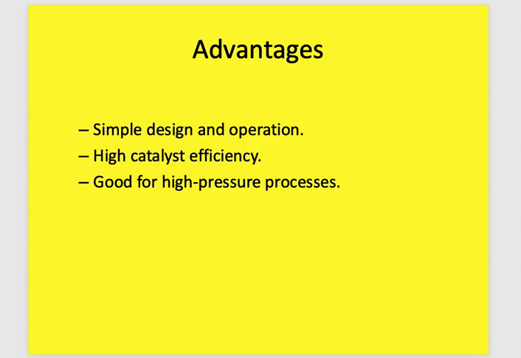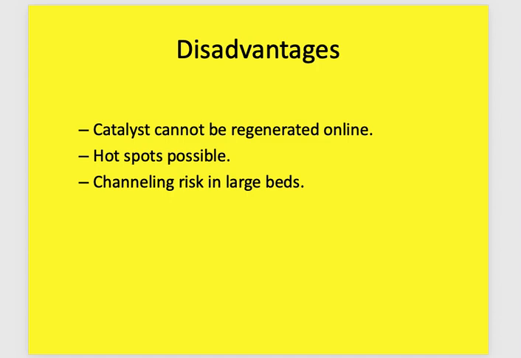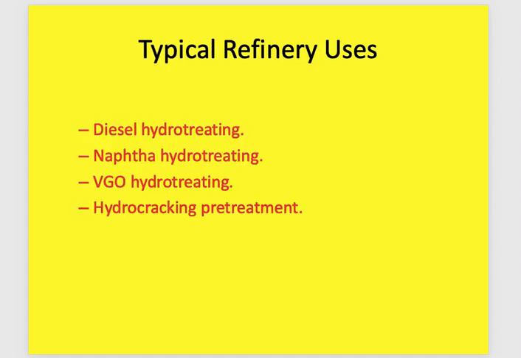What is the advantage of this type of reactor? You are working with simple design and operation also. High catalyst efficiency and good for high pressure processes like the hydrocracking process and hydrotreating process. The disadvantage is that the catalyst cannot be regenerated online in the major type of design. Hotspots are possible and the channeling risk can happen easily. As we mentioned before, you can find this type of reactor inside the diesel hydrotreating unit, inside the naphtha hydrotreating unit, inside the hydrocracking, or the VGO hydrotreating unit.